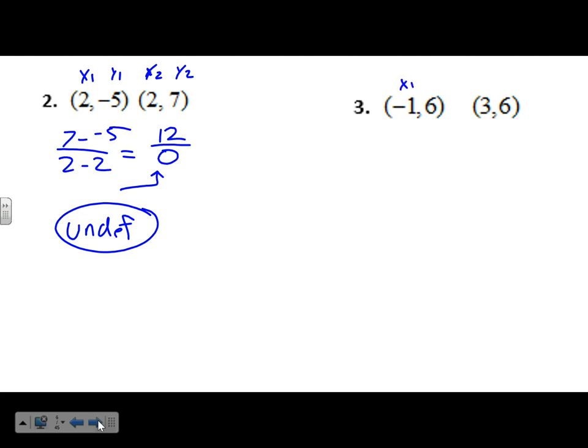So this next one, x1, y1, x2, y2. And again, I would write it out and I would be careful. I have some people that put x1, x2. That doesn't make any sense. You have to have an x and a y for every ordered pair. So 6 minus 6 over 3 minus negative 1. That's 0 over 4. Now 0 is in the numerator, so this slope is 0.